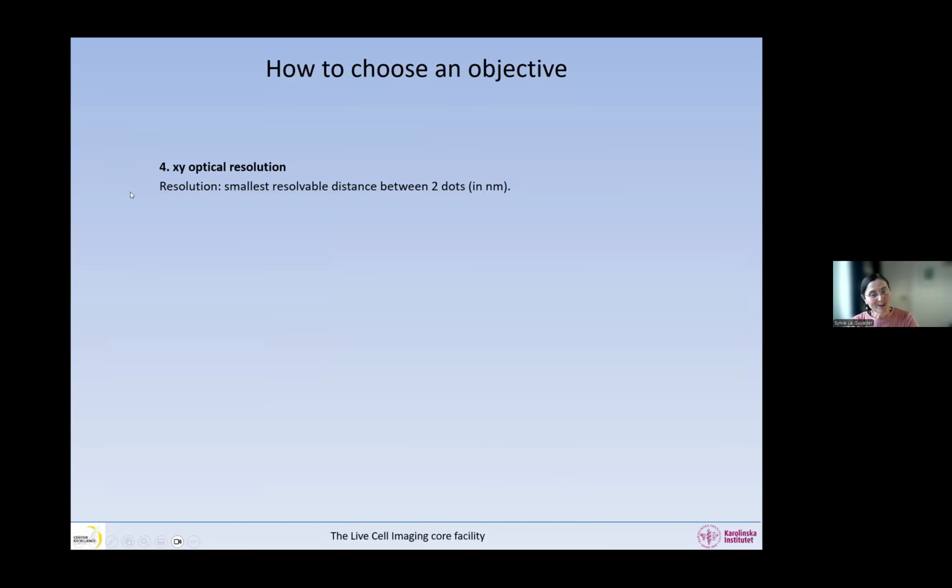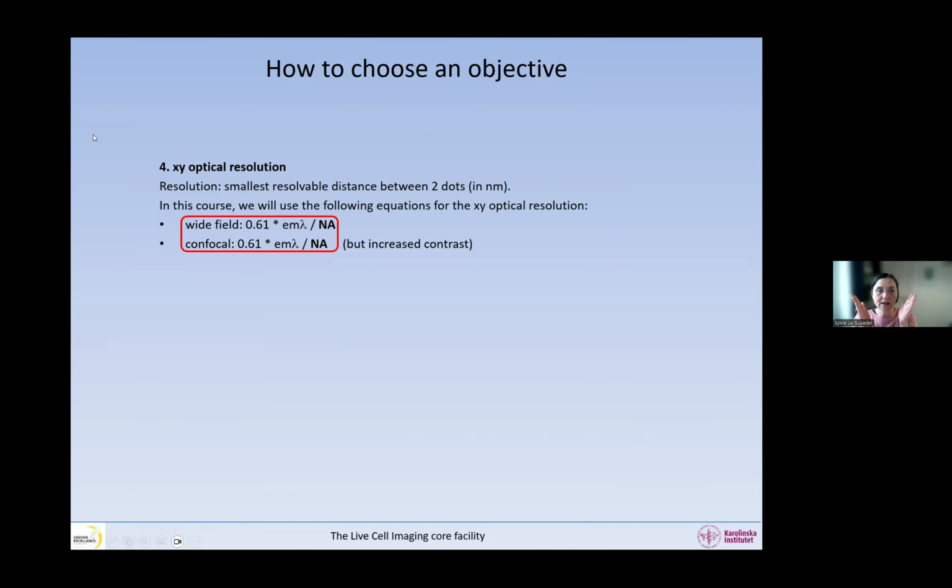So then we move on to the next specification, which is the XY optical resolution. The resolution is the smallest resolvable distance between two dots, and it's often in nanometers in our field of microscopy. So it means that when we have a short distance, we have a high resolution, okay? We can put two dots very close to each other, and we can still say it's two dots, we're happy. It's a high resolution, and it's a small distance.